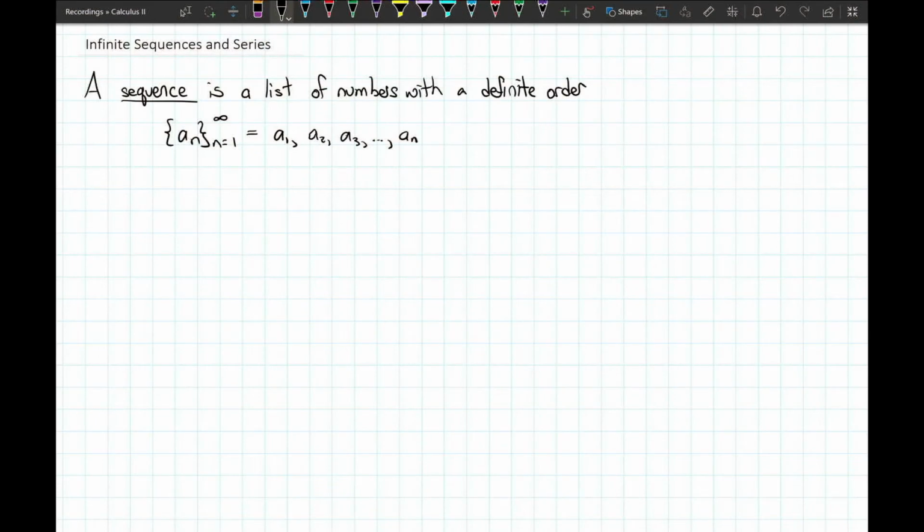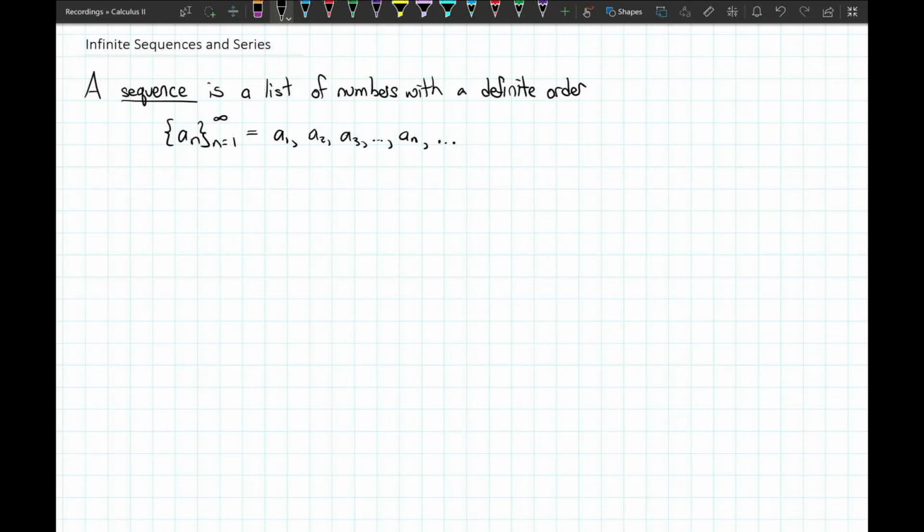A sequence, first of all, is just a list of numbers, and a list is different from a set in the fact that a list has an order. Now, we have this notation. We can say that a sub n is just some sort of number with an index of n, and we would start with n equal to 1, and we can continue going on forever. So the first item in this sequence is a1, second item is a2, third item is a3, and so on. In general, we would have the nth item, and then we would continue on forever. If this is an infinite sequence, it has no end.